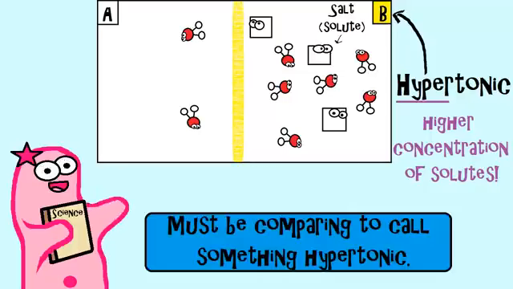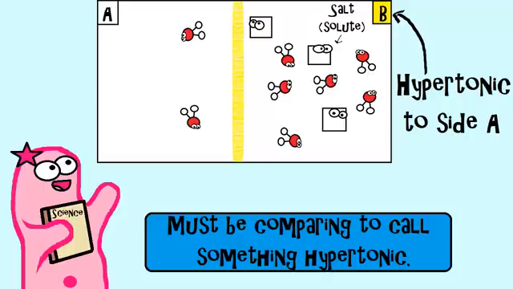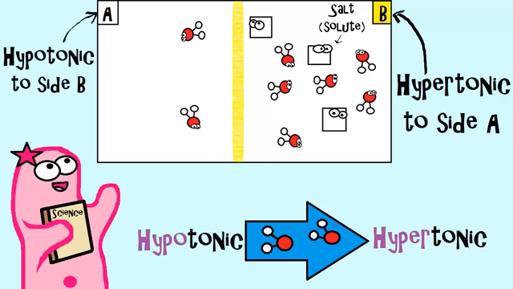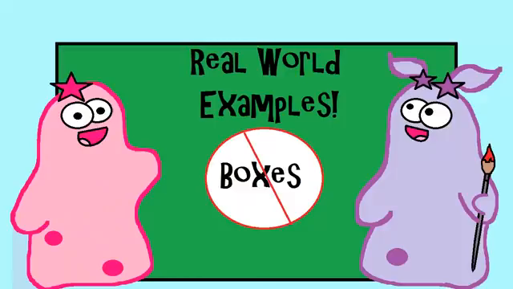But we can't just say something is hypertonic without comparing it to something else. We say that side B is hypertonic to side A because it has a greater solute concentration than side A. In osmosis, water moves to the hypertonic side. We say side A is hypotonic. Hypo rhymes with low, which helps me remember that it's a lower solute concentration, at least when compared to side B. So let's do some real-life examples now, because this box thing is getting a little bit boring.